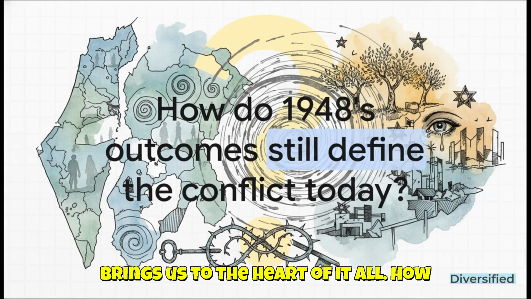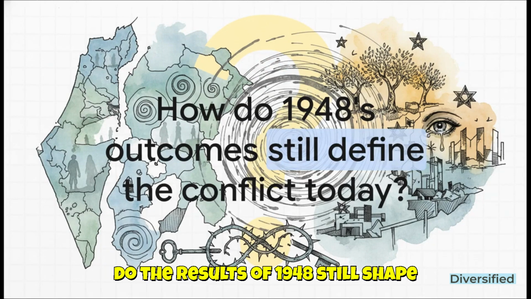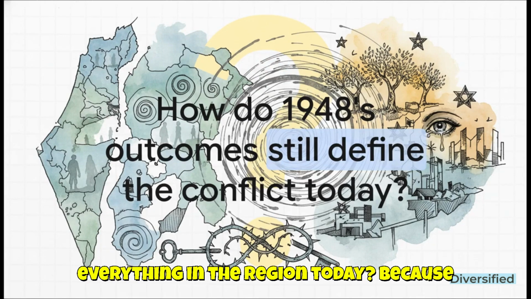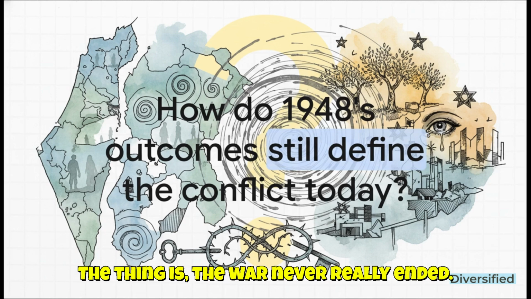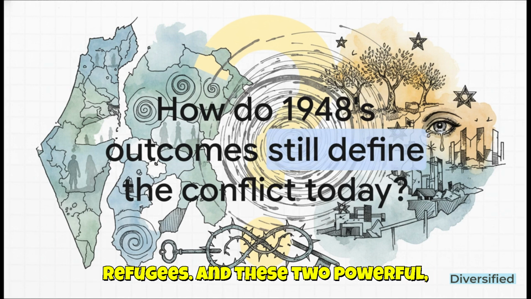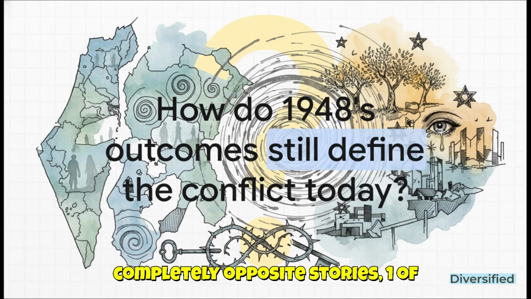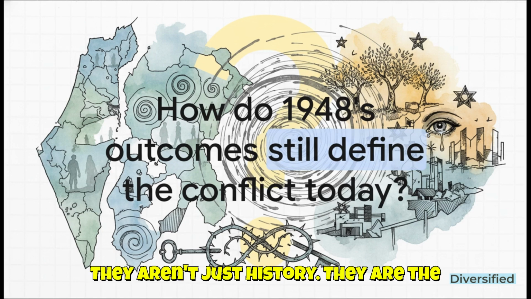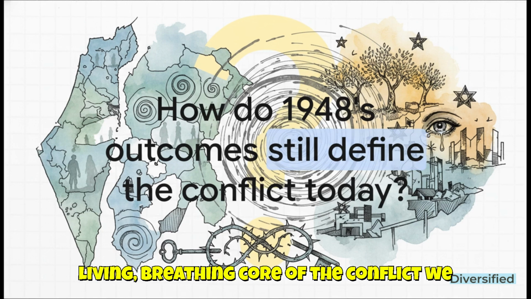And this really brings us to the heart of it all. How do the results of 1948 still shape everything in the region today? Because the thing is, the war never really ended. The borders drawn in '49, the millions of refugees, and these two powerful, completely opposite stories, one of catastrophe, the other of independence, they aren't just history. They are the living, breathing core of the conflict we still see today.